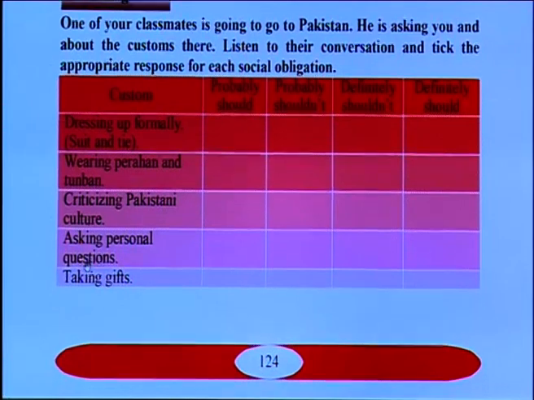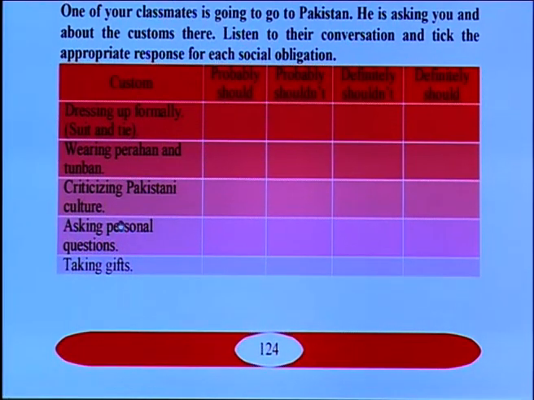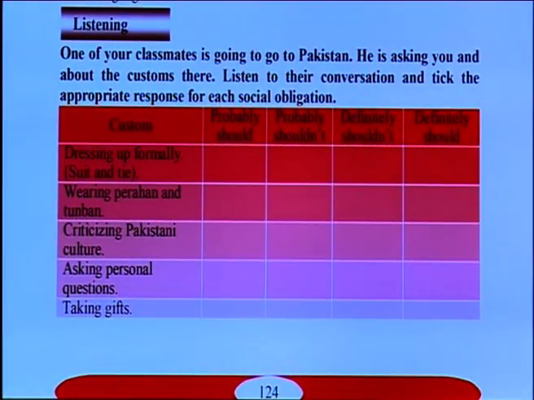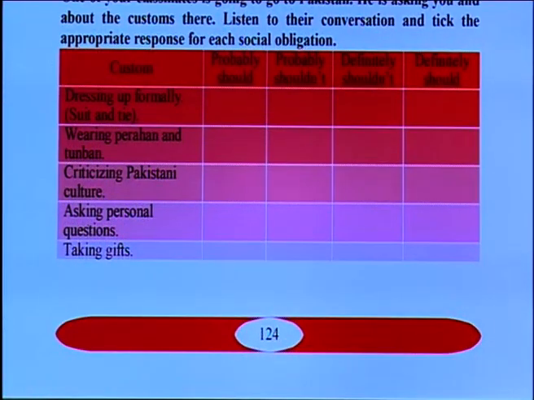The next one is asking personal questions. And the last one is taking gifts. That's an interesting activity. You can do it at home. You can write a conversation and you can practice it with your sisters, brothers or your friends, okay?